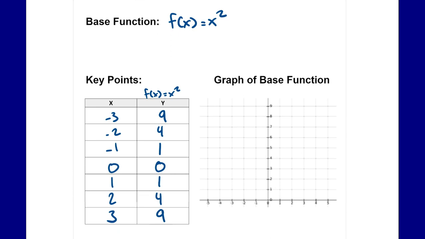So if I plot those points now, I end up with a parabola, which we should know already because we've dealt with quadratics quite a bit. And we should recognize this shape, this U shape. It could also be an N shape, but this is our base function. This is what the original looks like. Without any changes, this is what our original parent or base function looks like.